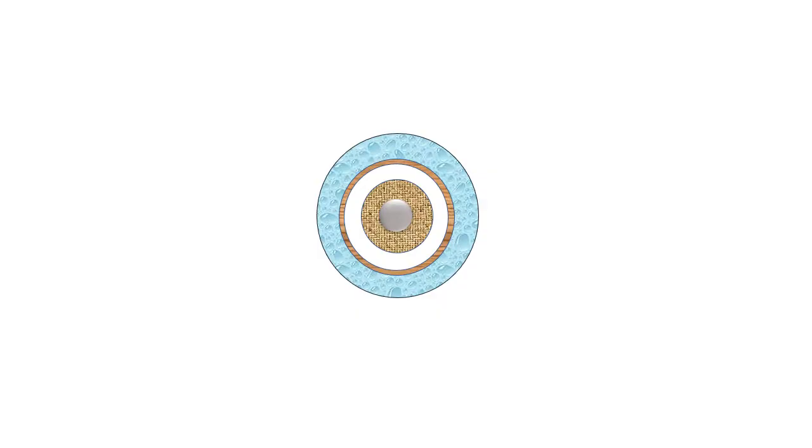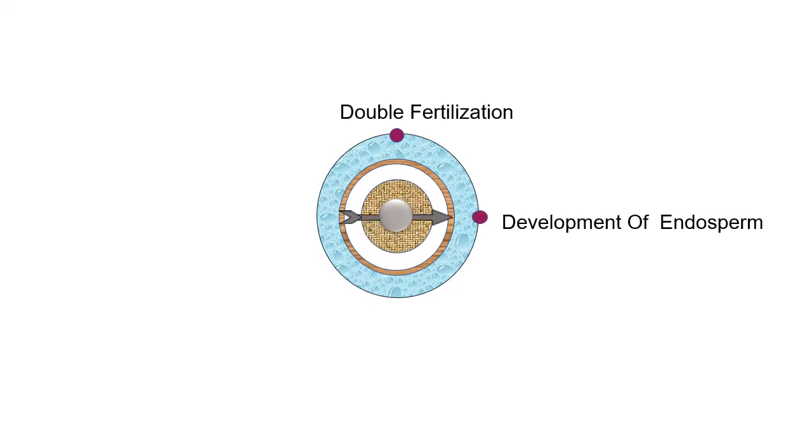In this session, we are going to learn three topics. The first one is double fertilization. The second one is development of endosperm. And the third one is development of embryo.